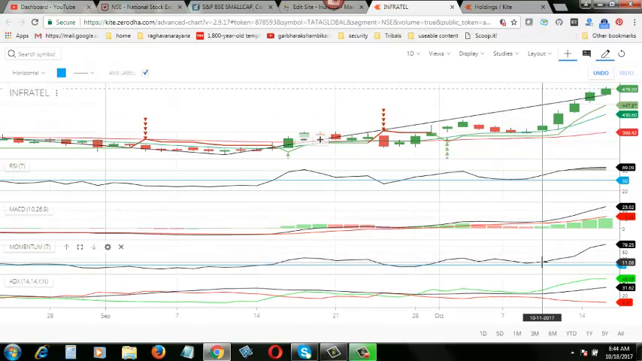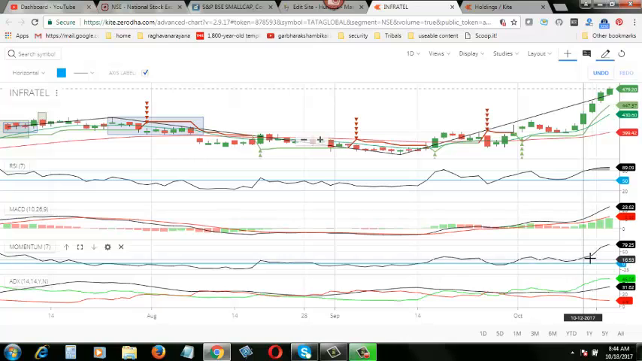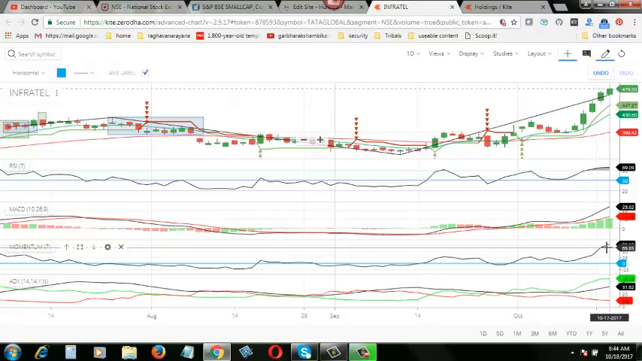And look at the momentum. Actually, the graph has risen up. Now this is a very good sign. This is a very good sign that in the next few days the stock is going to pick up.